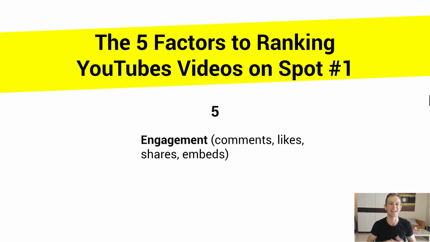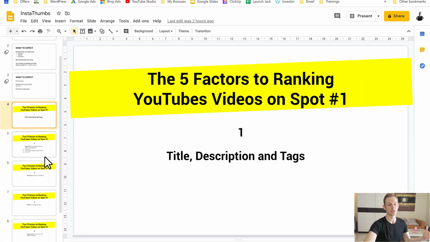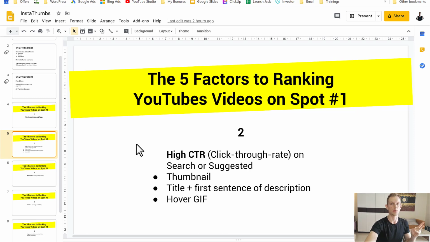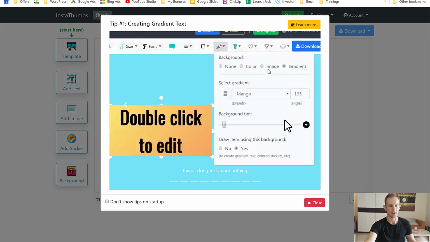And the fifth factor is engagement, such as comments, likes, shares, and embeds. So that's pretty easy to understand. As you can see, there are many factors that go into ranking a video. Thumbnail is just one of them, but it is one of the most important ones together with the title. So with that being said, let's go into InstaThumbs, and I'm here right now.